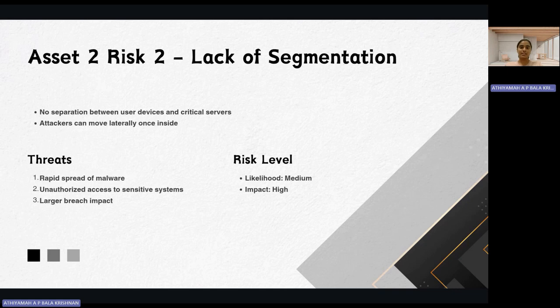This is especially dangerous because it allows threats like ransomware to spread rapidly and infect multiple servers and endpoints. It also increases the chance of attackers stealing sensitive information from different parts of the network. The likelihood of this risk is medium because an attacker still needs an entry point, but the impact is high due to potential widespread compromise.